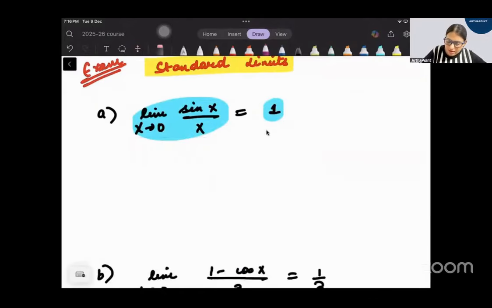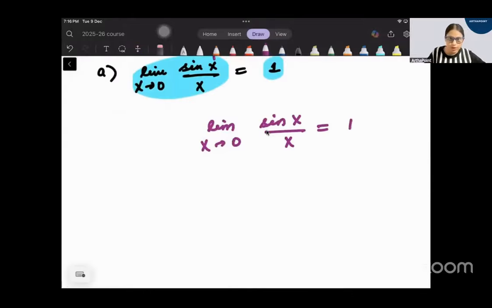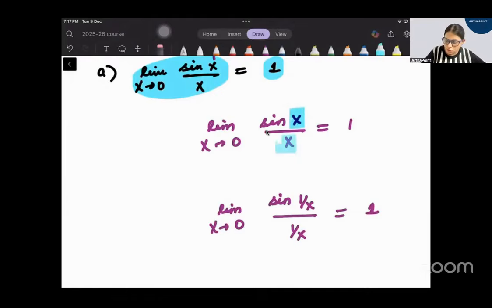Whatever my angle is here, if I have sine x by x, limit x tends to 0, this is very well equivalent to sine 1 by x by 1 by x, limit x tends to 0, equal to 1. The point is that whatever angle comes here should come here. Whatever angle comes here should come here, right?